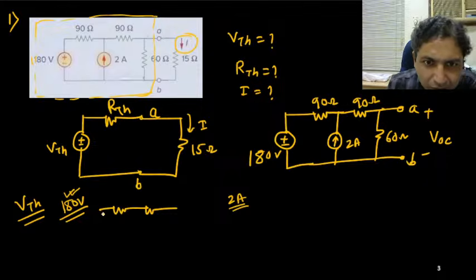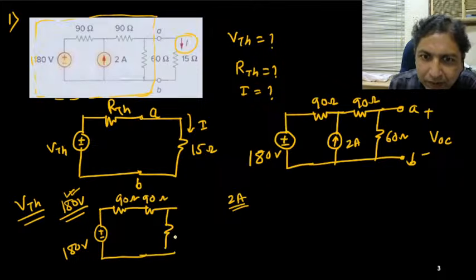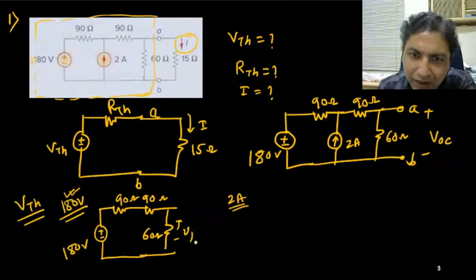Okay. So this is your 180 volt, this is 90, this is 90 ohm, and you have this one is 60 ohm. So what is V1? The V1 I can find out.